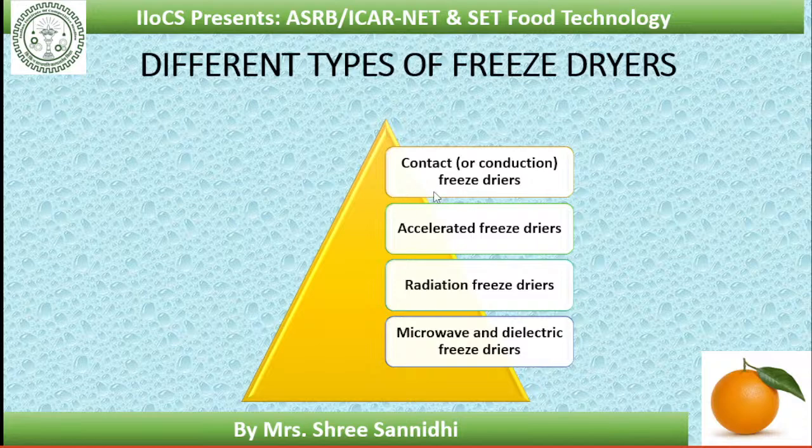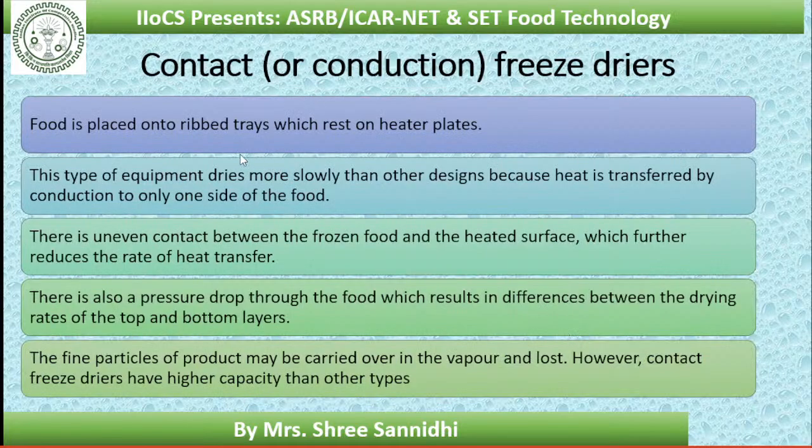There are 4 types. First one is contact or conduction freeze dryers, then accelerated freeze dryers, radiation freeze dryers, microwave and dielectric freeze dryers. First one is contact or conduction freeze dryers. By looking at the name itself, you can tell that the food is in contact with the heating material. That is why it is also called conduction freeze dryers.